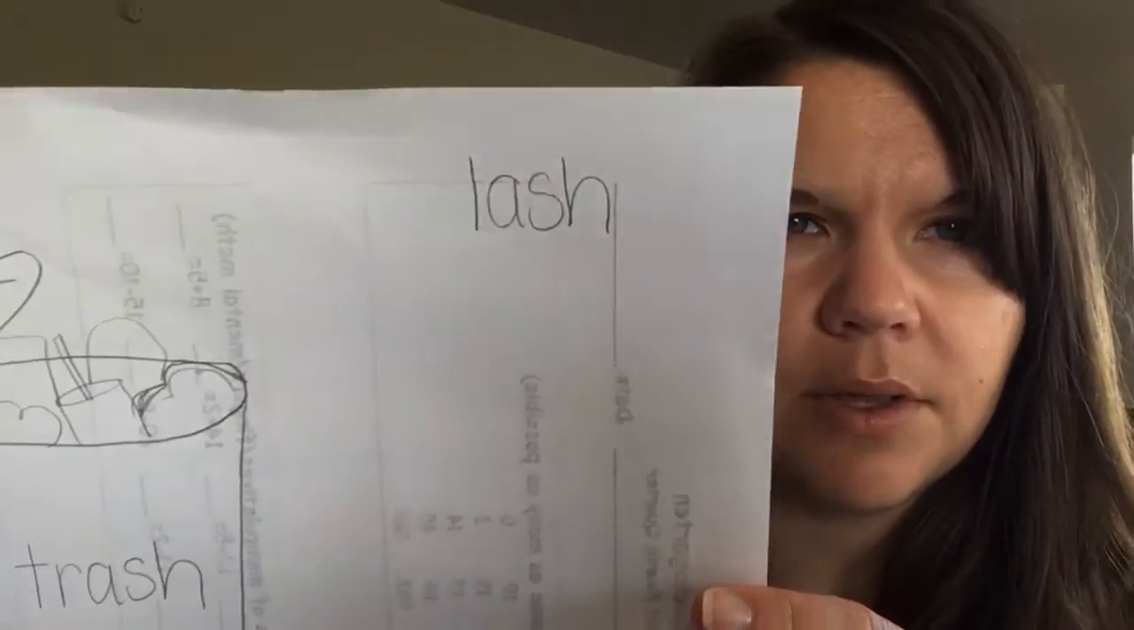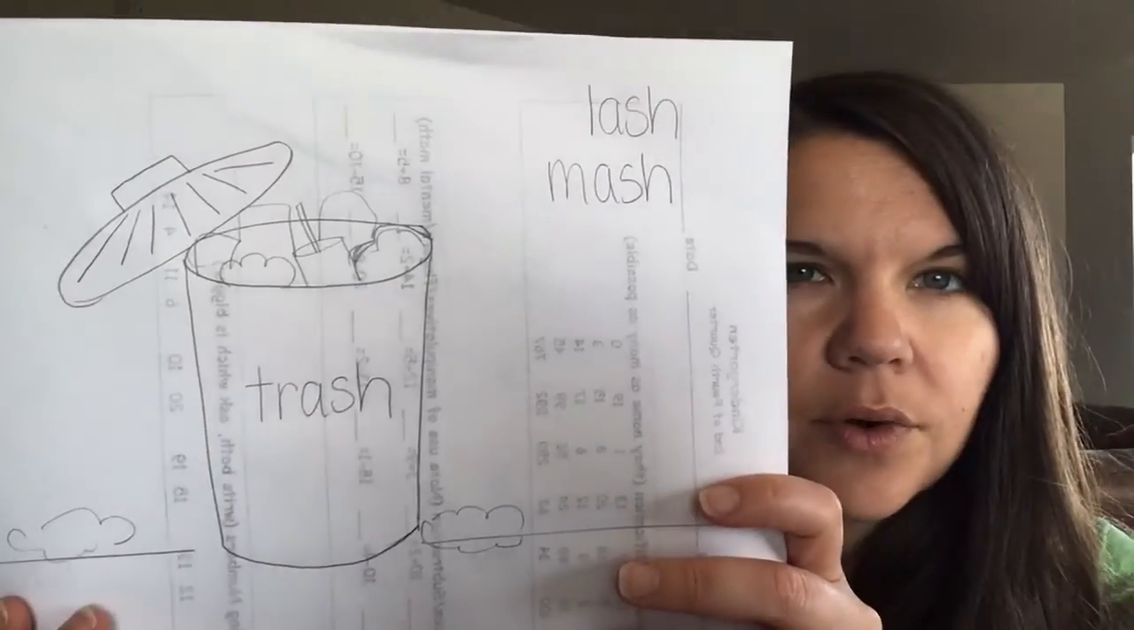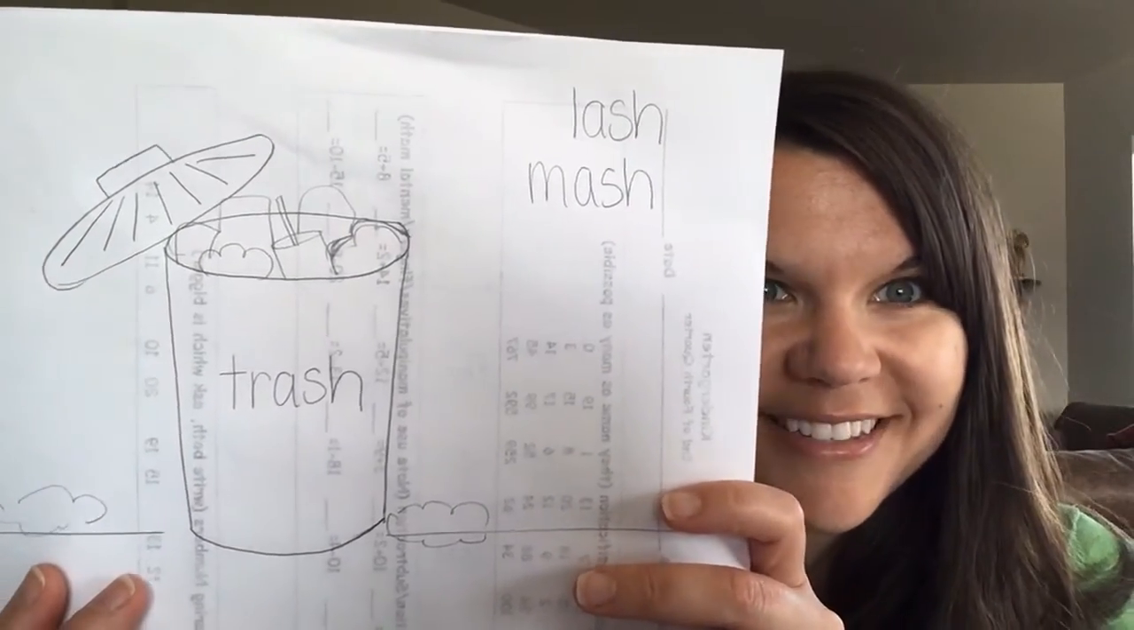We want to try to think of 5 or more. I'll help you with 3, and then I want you to try to think of the other 2. Trash, lash. What about mash? Okay. So there's 3. You can come up with 2 more, color it in, and you've got your trash of ash words. Okay? That is your second job.